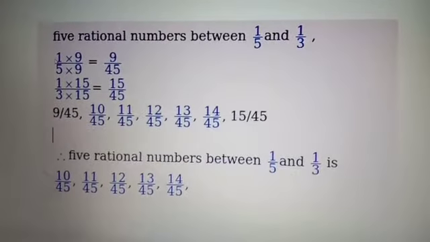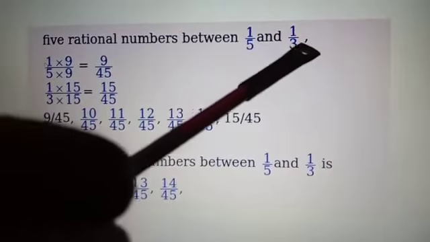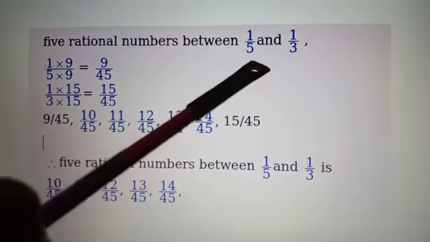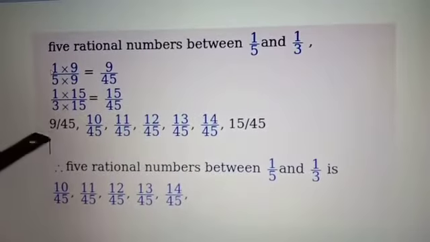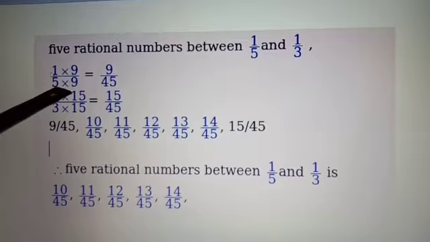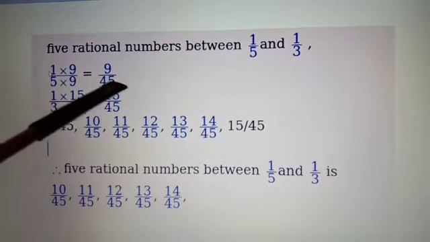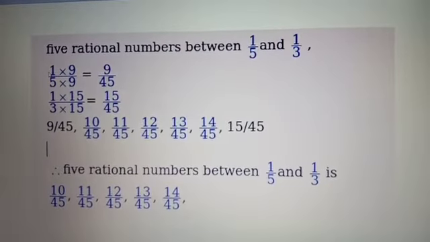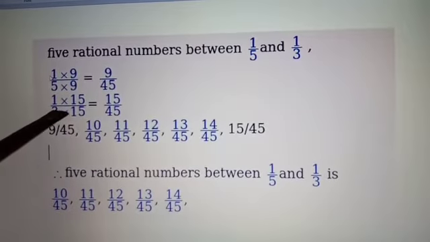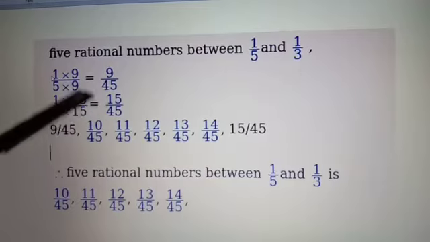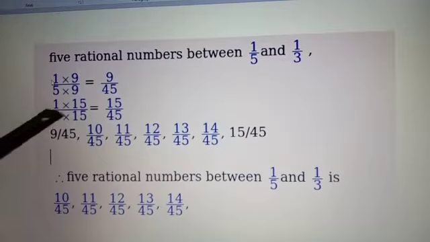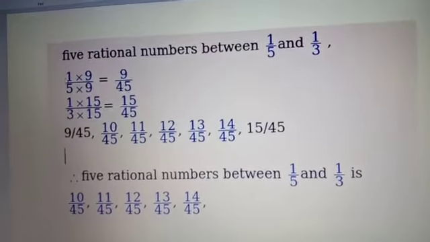Here one more example I have given. Between 1 by 5 and 1 by 3, we have to find 5 rational numbers. What is the first step? We should bring the denominator as same. So here I multiplied 1 by 5 with 9. 5 9's are 45. 1 9 is 9. Here also we should get the denominator as 45. So this 1 by 3 is multiplied with 15. 3 15's are 45. 1 15 is 15.